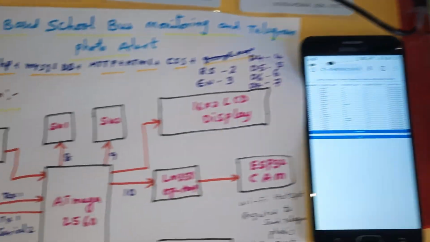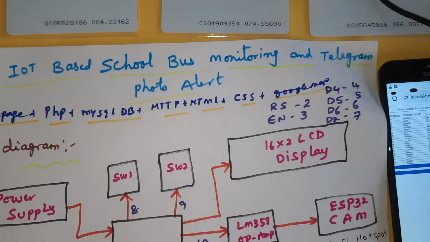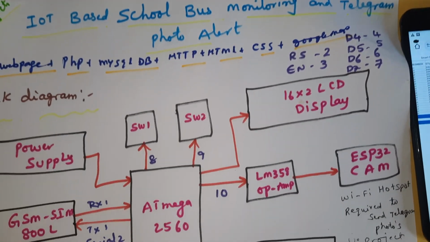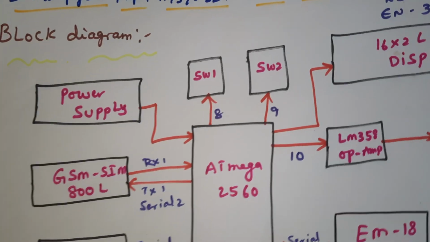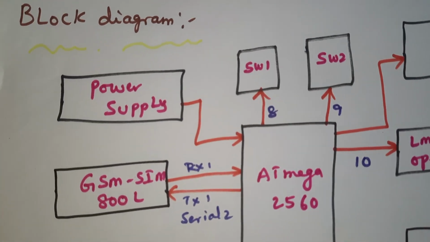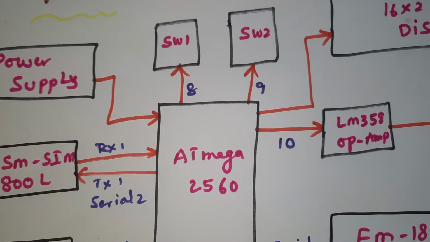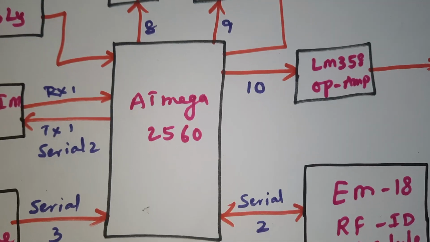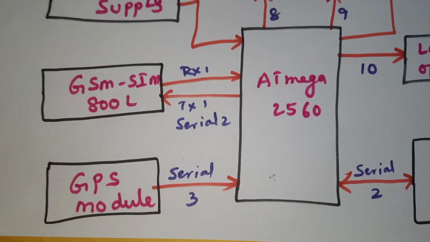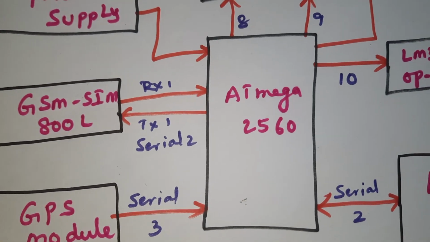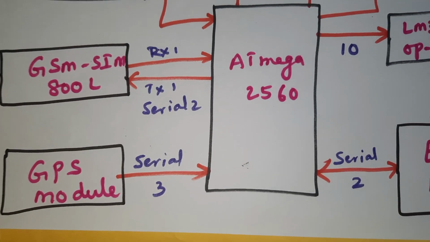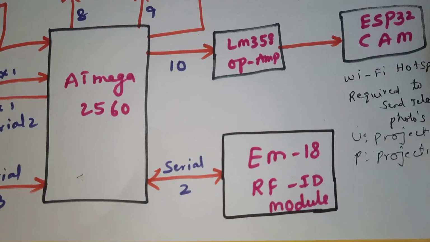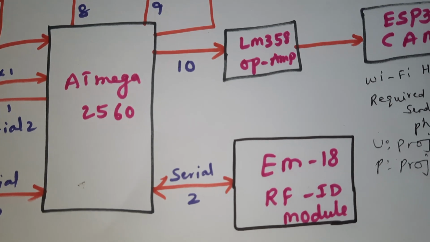The project title is IoT based school bus monitoring system and Telegram photo alert. School bus or college bus, anything, you can use. A 9 volt adapter power source is converted to 5 volts pure DC output and given to the Arduino Mega 2560 board. GSM SIM800C is connected with RX TX serial communication 1, the GPS module is connected to serial communication 3, and the EM18 RFID module, total 5 students.